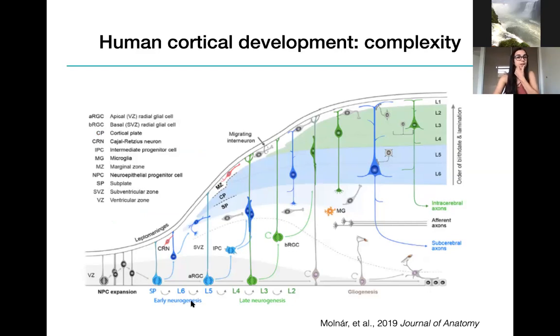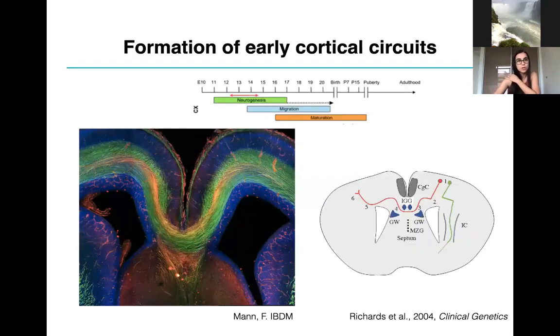And obviously we are very interested in those details of early neurogenesis and which type of progenitors will generate the neurons later, but also after the phases of neurogenesis and neuronal migration, we have the establishment of the early connections. And here I will introduce a little bit about the development of the corpus callosum.